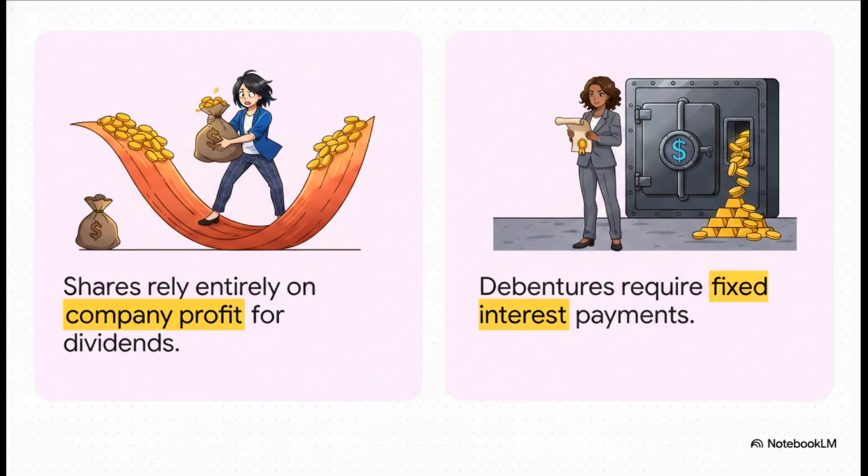Both preference shares and ordinary shares rely completely on the company turning a profit, right? If there's no profit, there are no dividends for anyone. End of story. Debentures, however, are a completely different animal. Debentures are a debt. They carry a fixed rate of interest that is a strict, obligatory legal payment. The company has to pay that interest to debenture holders whether they make a massive, record-breaking profit or suffer a devastating loss. It is the fundamental difference between an owner sharing in the success and a lender demanding their money back.